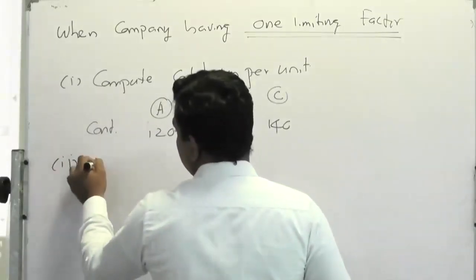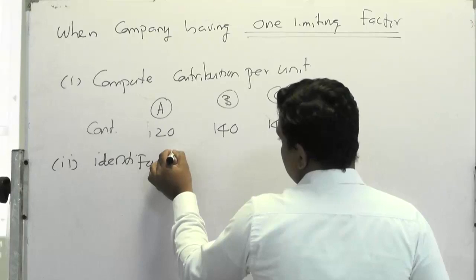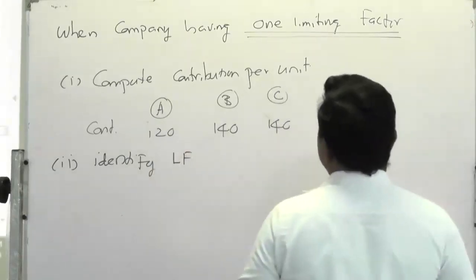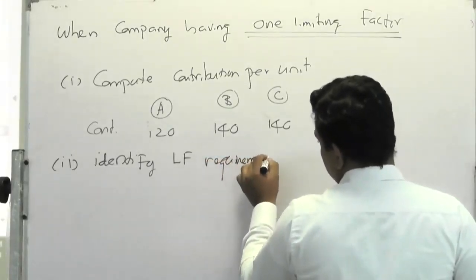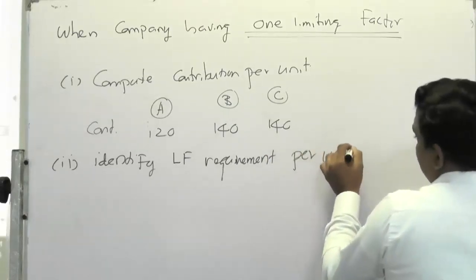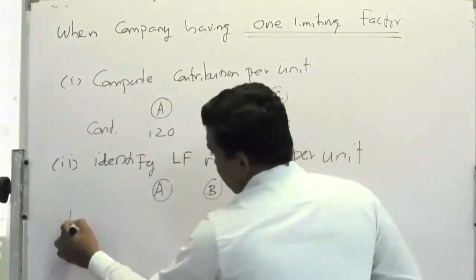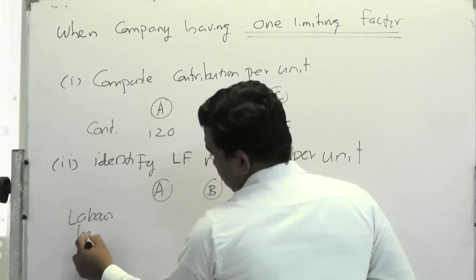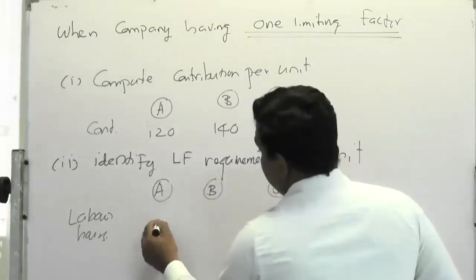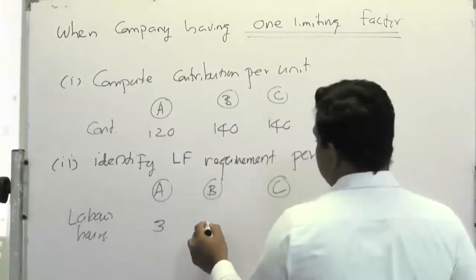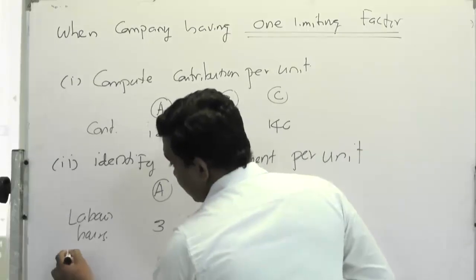Then identify the limiting factor requirement per unit. I use LF for limiting factor. It is already given for products A, B, C. The limiting factor is labor hours. You require 3 labor hours for A, and 5 and 2 labor hours for B and C respectively. Then is step number 3.